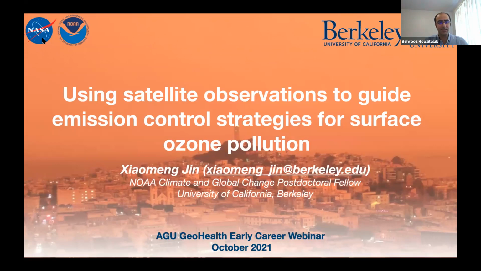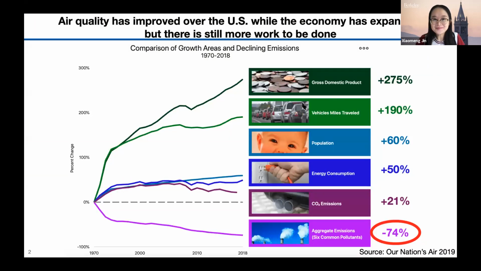Okay. Hello, everyone. Thanks very much for the invitation to present my research here. So today I'm going to talk about my research on using satellite data to guide the emission control strategies for surface ozone pollution. To begin with, over the US, there have been a lot of efforts made to improve the air quality in the past decades, which has led to more than 74% reductions of the emissions of common air pollutants. This progress occurred at the same time while the US economy continues to grow, people drive more, population and energy use both increase, which is good news, but there's still more work to be done.